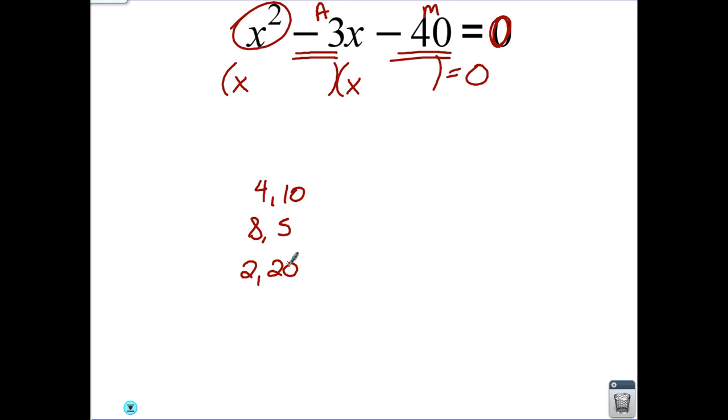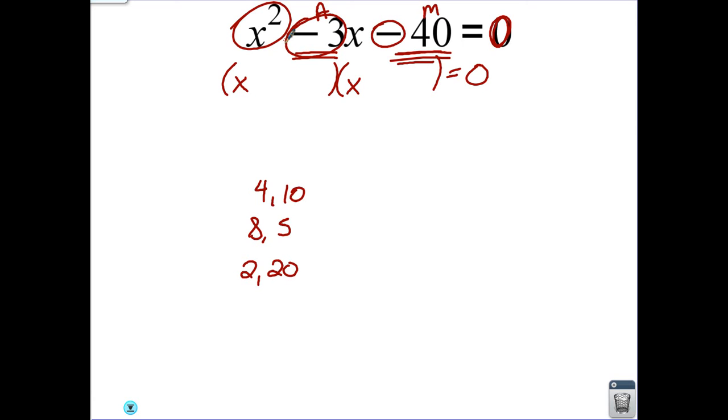Now, last year you learned all these rules for positives and negatives. Does everybody know what a negative times a positive and a negative times a negative is, right? A negative times a negative is a positive. A negative times a positive is a negative. So if we're looking for two numbers that multiply to give me negative 40, doesn't that mean that one of these has to be negative and one of them has to be positive? So keep in mind, in my list, it's either negative 4 and positive 10 or negative 10 and positive 4. Negative 8 and positive 5 or negative 5 and positive 8, and same thing down here. Now, these two numbers must add to give me negative 3.